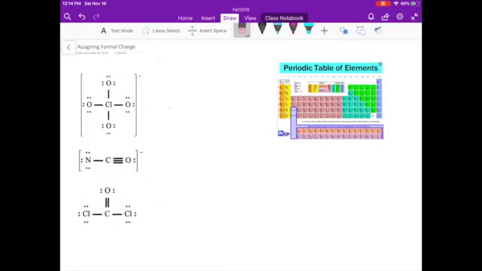Hi guys, today we're going to be talking about how to find formal charge. So I have a couple different Lewis structures here, and we're going to look at each one of their individual atoms and try to determine their atom's formal charge.